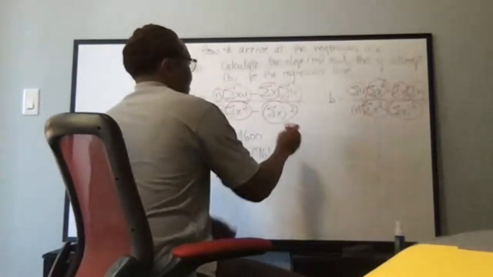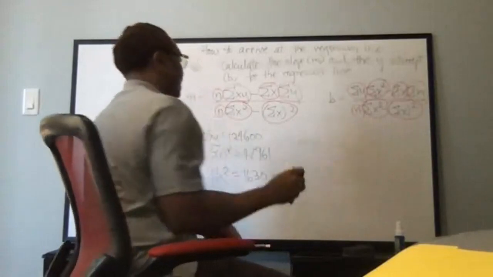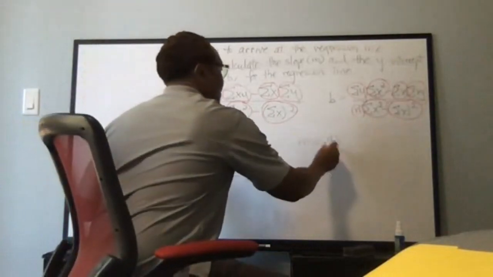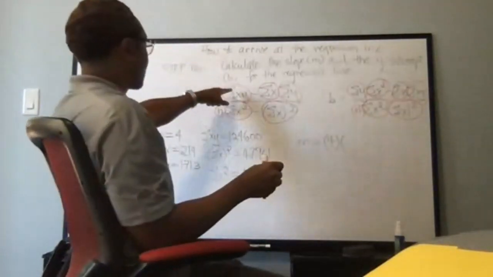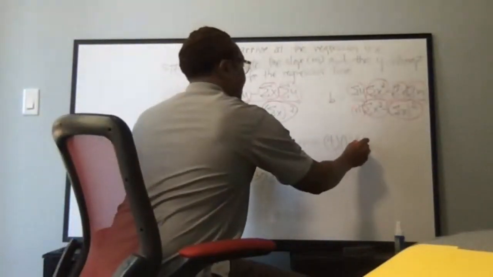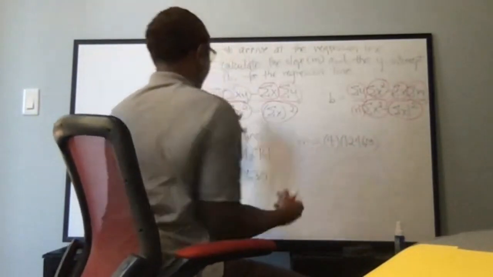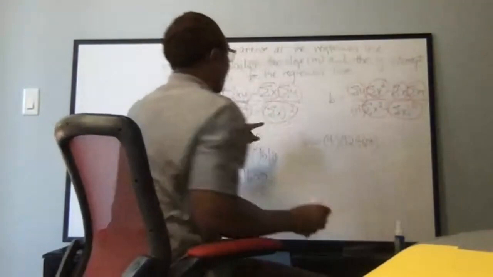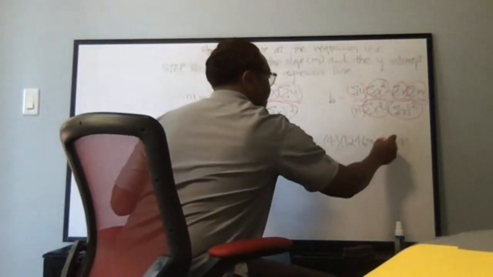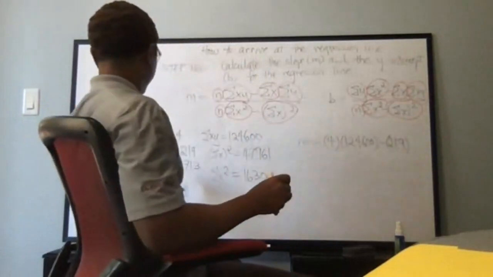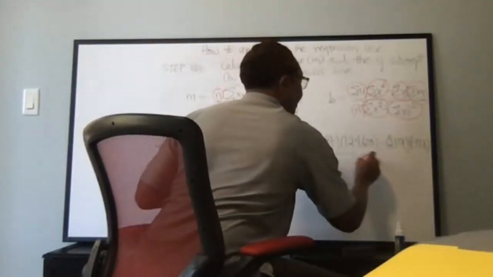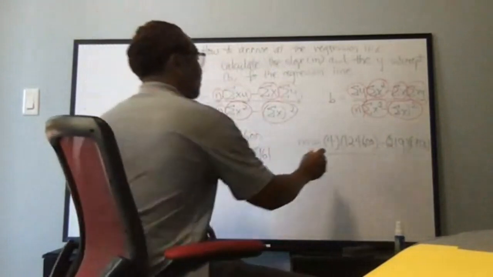So m is this. m equals, look at the formula here. n, so what is n? It's 4 times summation xy. So you have your different values here: 1, 2, 4, 600. See? Minus, what is summation of x? 219. What is summation of y? 1713. All over n, 4.